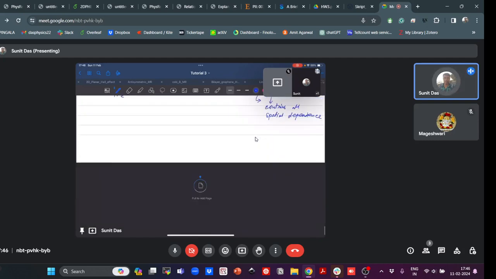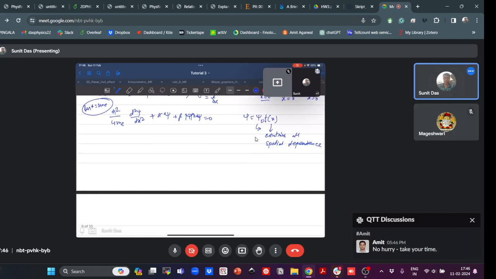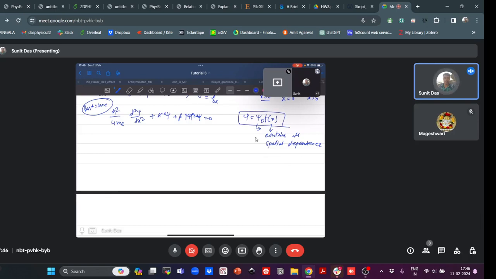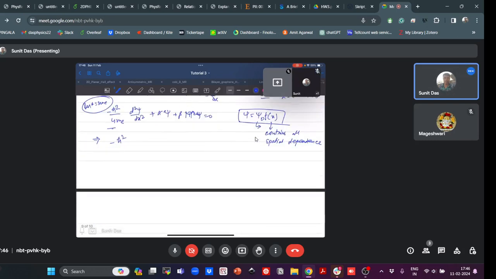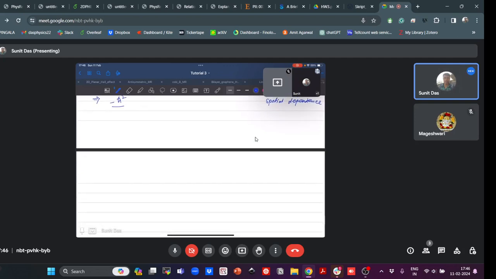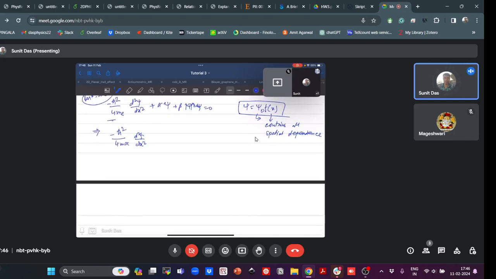Okay, so if we explicitly replace this in this equation, then we'll have minus ħ² (I forgot a minus sign, right? which will come from the i²) ħ² by 4mα. So this is just simple algebra. We'll just replace ψ₀ f(x) and then rearrange things.